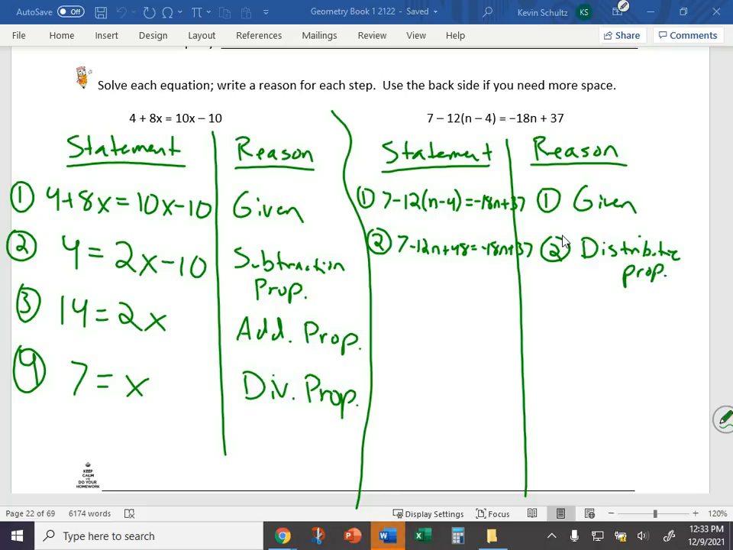Okay. Step 3. What do you want to do? Drake? Move the 12 into the other side. Sure. So we can move the 12 over to the right side. So we're left with 7 plus 48 on the left, and then a negative 6n plus 37 on the right. And we're able to do that because of the addition property.